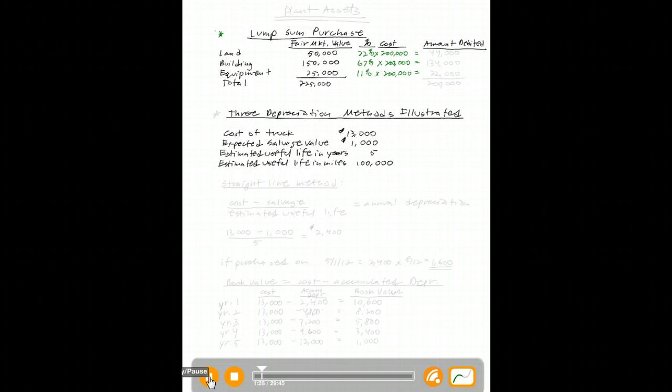22% times $200,000 is $44,000. 67% times $200,000 is $134,000. 11% times $200,000 is $22,000. Add these all up, and it equals $200,000. So these are the amounts that will be debited: $44,000 to land, $134,000 to building, and $22,000 to equipment, and the credit will be to cash for $200,000.